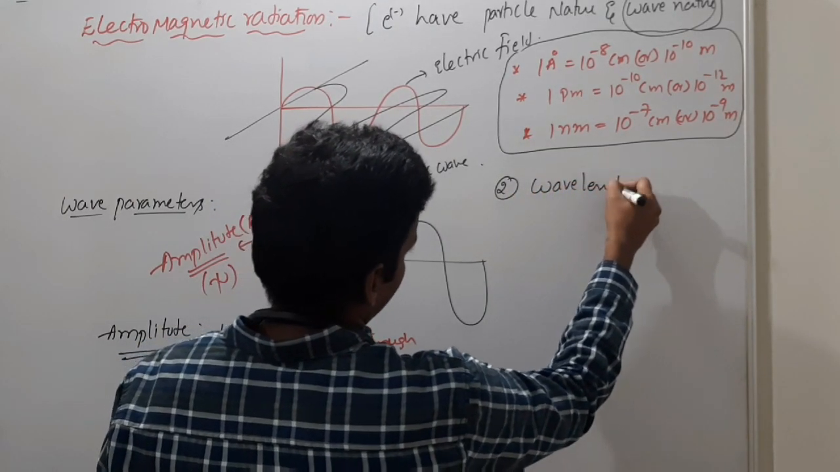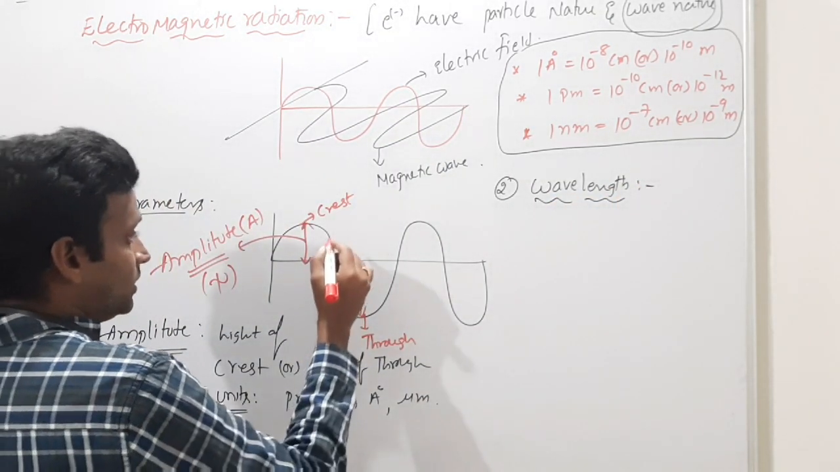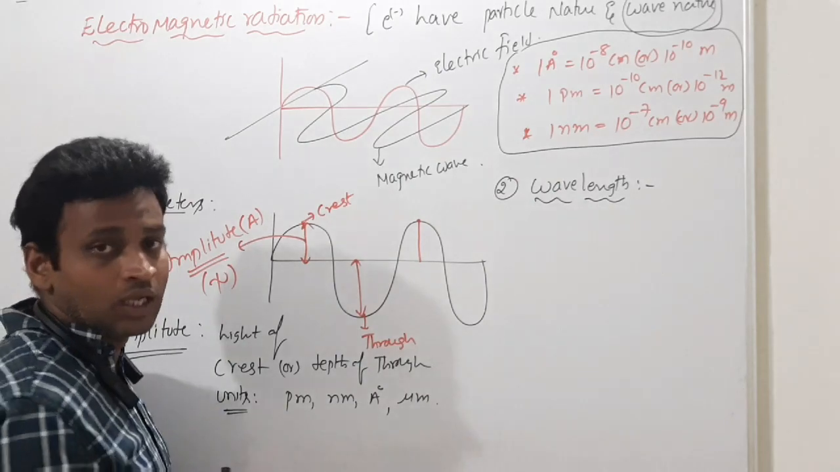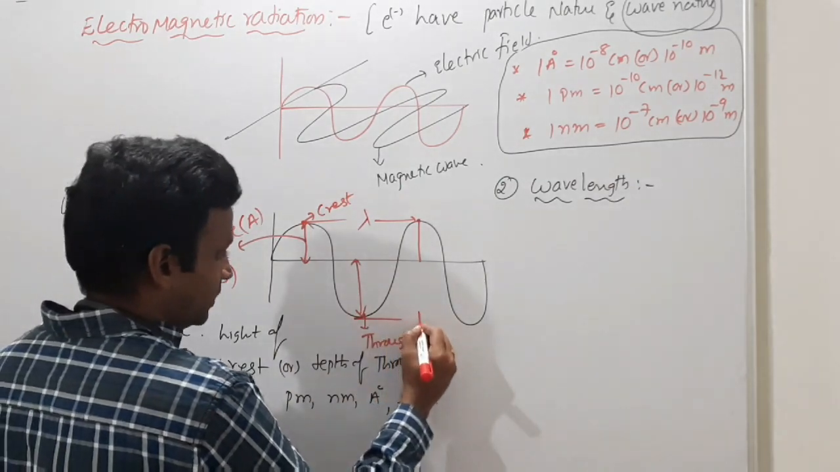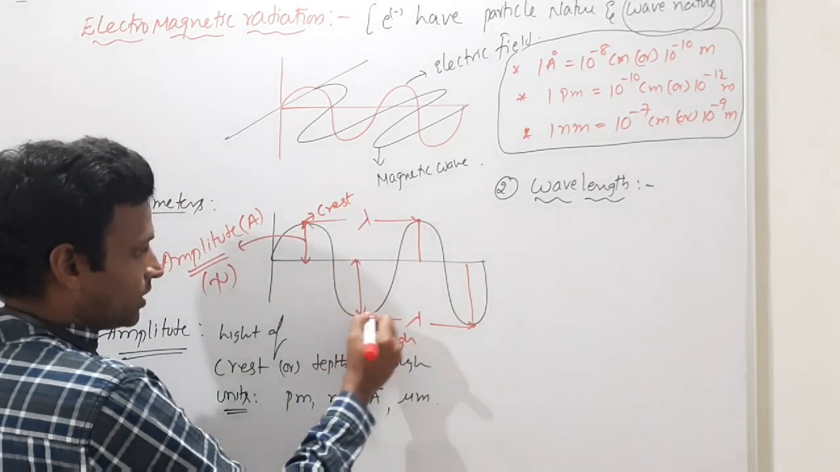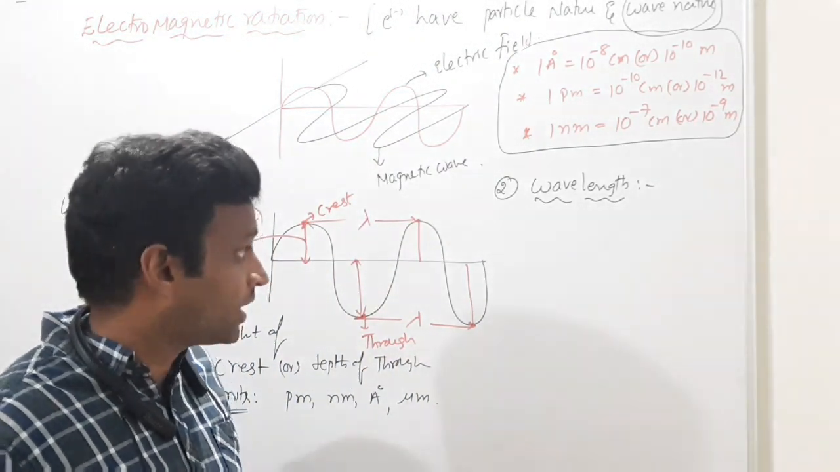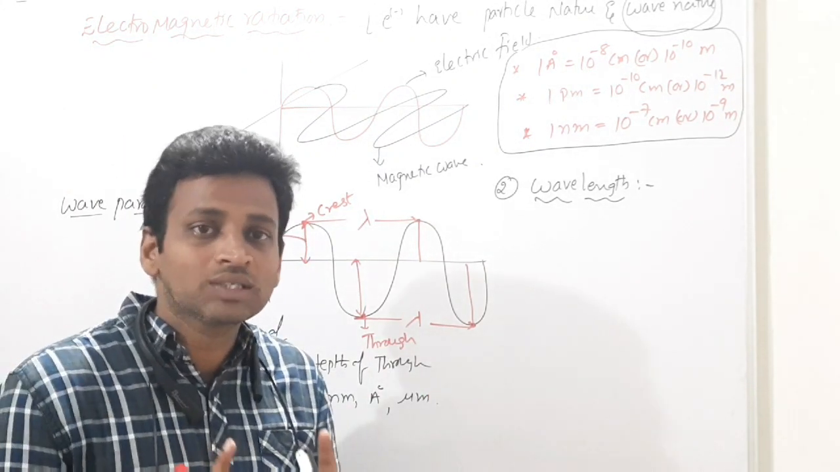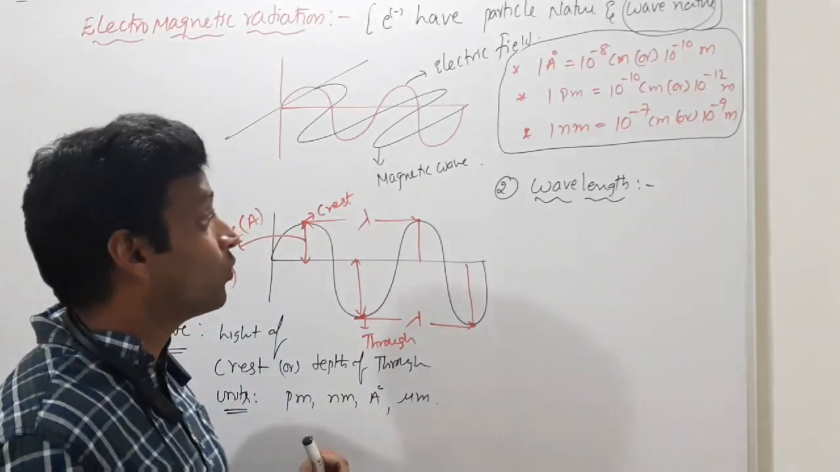wavelength. Who is that? Wavelength means the distance between two successive crests or troughs, means here also. So here to here the distance, or here to here the distance, that is called wavelength. So how can you define wavelength now? The distance between two successive, what is the meaning? Two adjacent crests or two adjacent troughs, that is called wavelength.